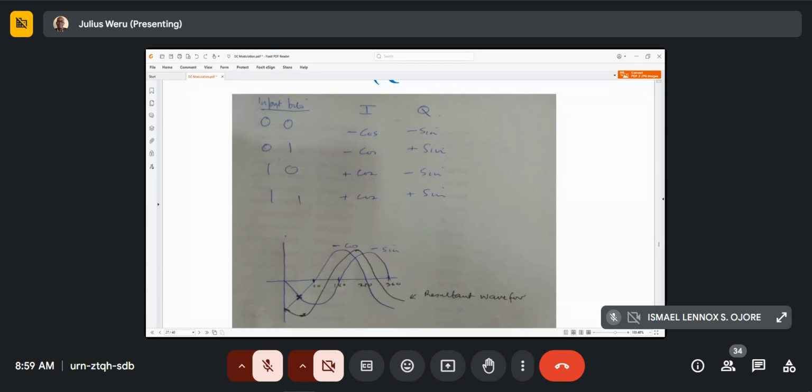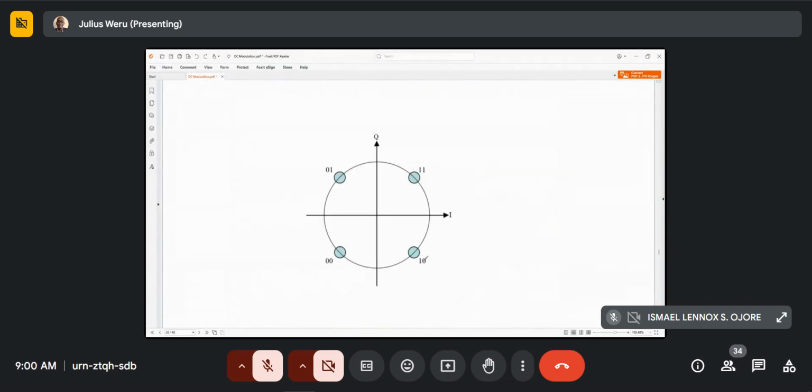What you are seeing is what results when you combine these two, and you are able to detect it. It will give you different values at different times. So that's the constellation diagram for QAM, for 4 QAM. This is not 16 QAM, this is 4 QAM.